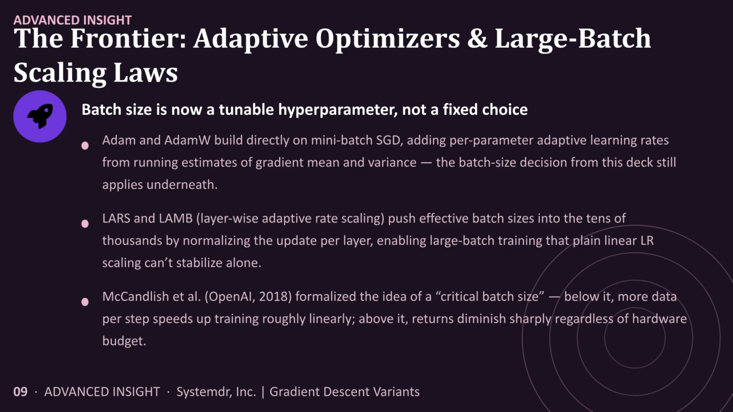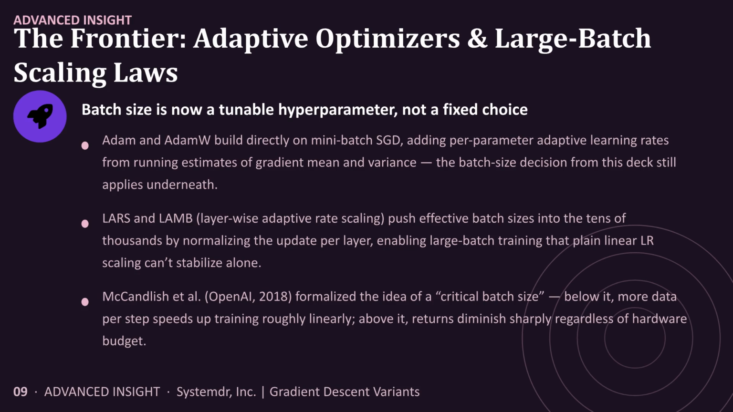LARS and LAMB, layer-wise adaptive rate scaling methods, push effective batch sizes into the tens of thousands by computing a separate trust ratio per layer. That lets them stabilize large batch training in regimes where plain linear learning rate scaling starts to break down.